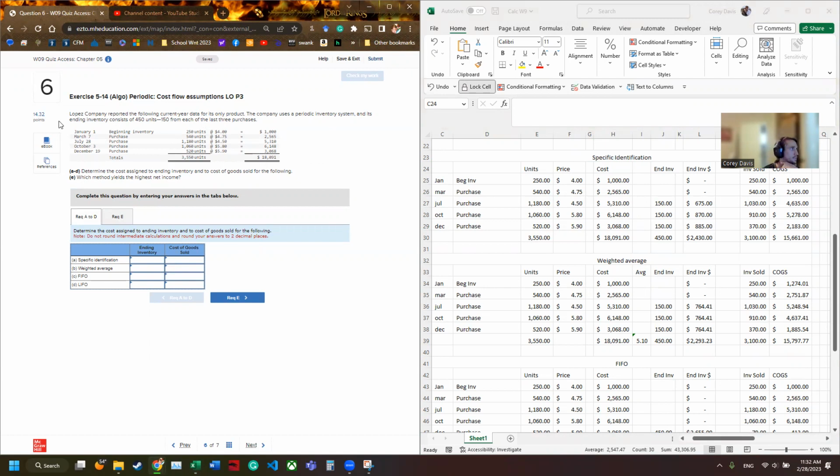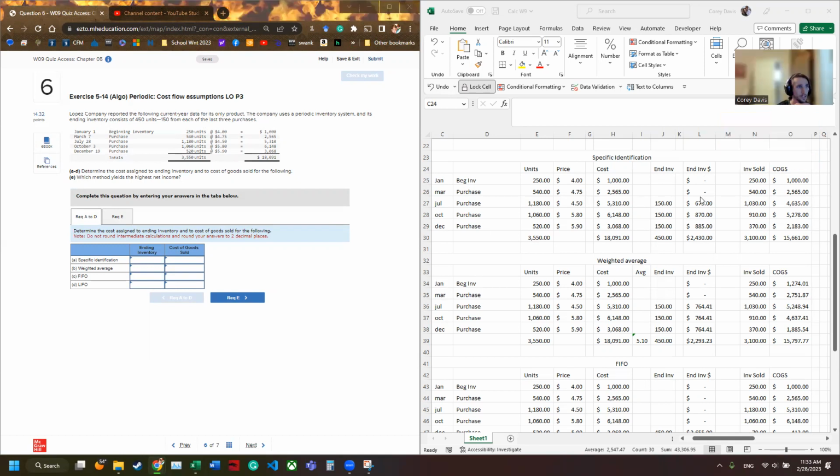And they tell us that this is the data they recorded and they use a periodic inventory, and the ending inventory was 450, 150 which were from each of the last three purchases. So these three purchases, July, October, and December. So with the specific identification, we are going to represent that 150. And so 150 here, ending inventory with the total of 450 from each of those purchases.